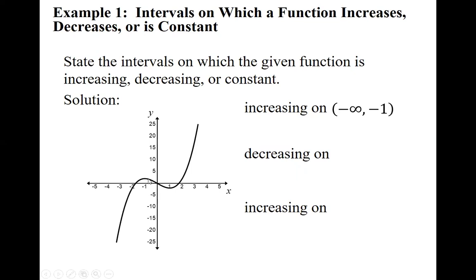Then from -1, we start going down from left to right, all the way to +1. So from -1 to +1, we are decreasing. And then from 1 off forever and ever, we're going to be rising from left to right. So from 1 to infinity, we are increasing. So we were never constant here.